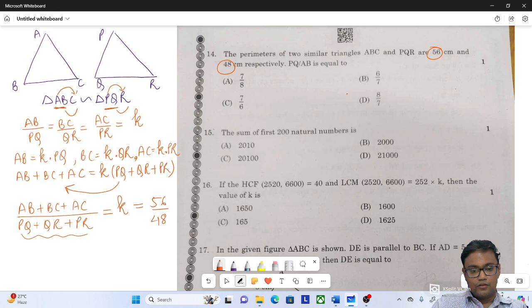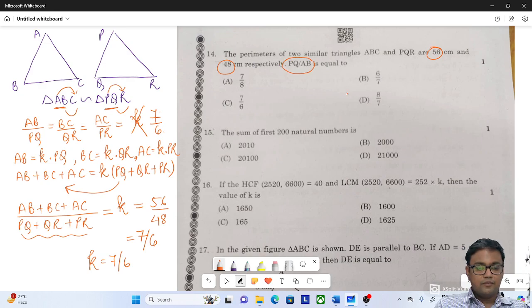So, 8 7s is 56 and 8 6 is 48. So, k is equal to 7 by 6. तो k की जगह पर अब आ चुका है 7 by 6. इसका मतलब ये होगा कि AB upon PQ is 7 by 6, children. So PQ upon AB will be 6 upon 7, right? So B is the right option, 6 upon 7.